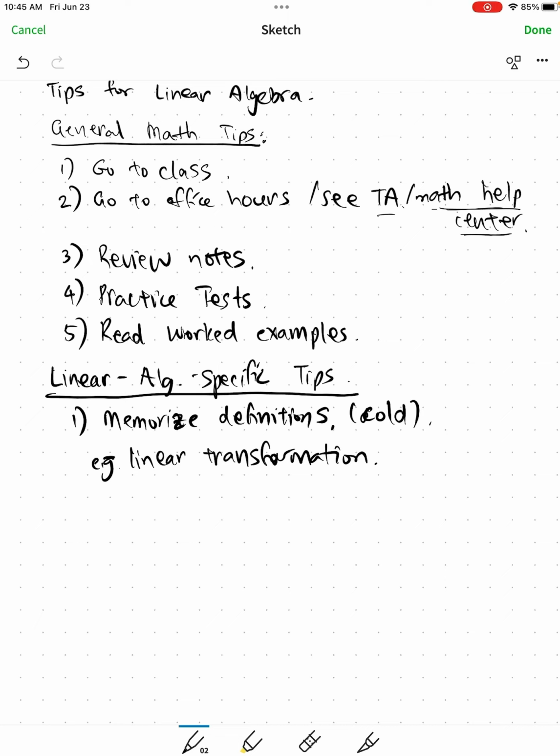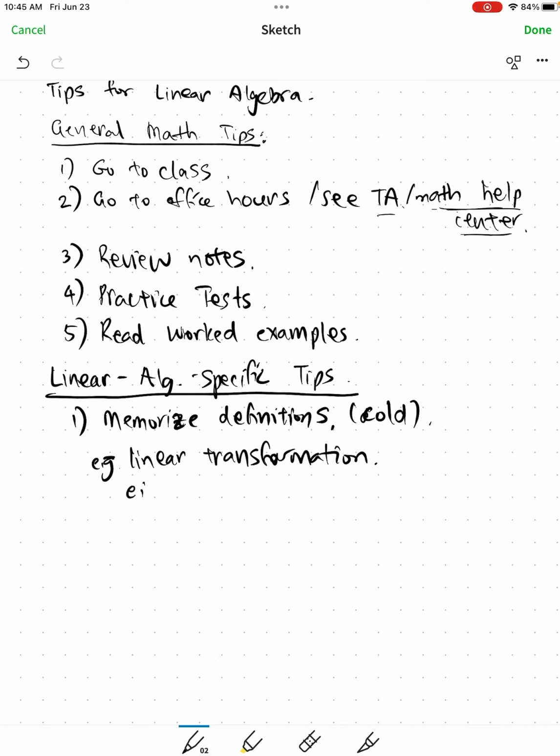It's a function T from one vector space to another, such that for all v1 and v2 in V, T of v1 plus v2 is T of v1 plus T of v2. And T of cv equals c times T of v for all scalars c and all vectors v. And that's the definition. And see, I was just able to tell you the dictionary definition off the top of my head. And you should be able to do that too.